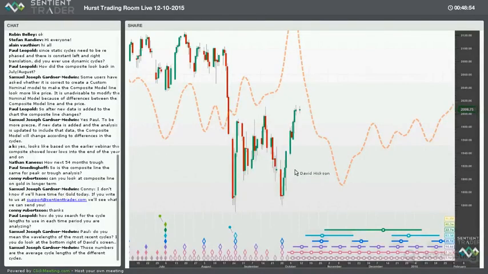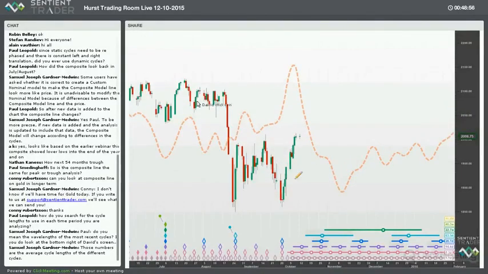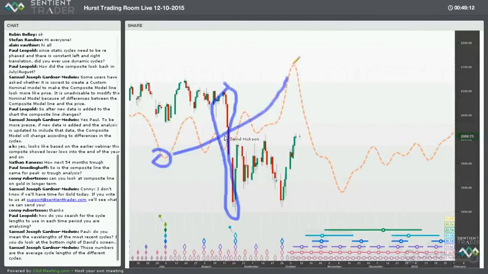Now, there's several things to notice about the composite model line. First of all, the very strong move down in August is not accounted for by this composite model line. I'm sure you can see that. The composite model line is, of course, moving from this trough here, moving generally upwards to this peak over here. So that's not accounted for in this composite model line. That's not an error. It means the cycle model that Sentient Trader has as a result of the analysis does not fully explain that strong move down. So it is a point of some concern.